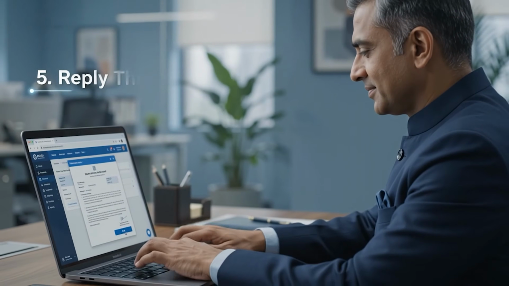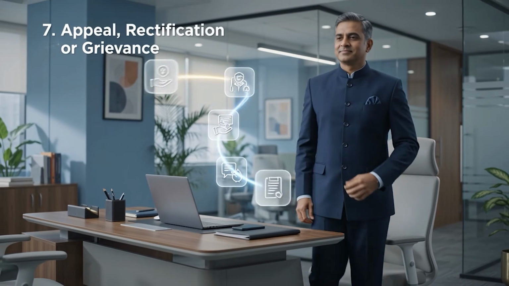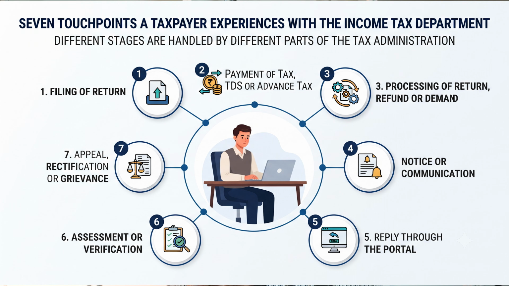Now let us look from the taxpayer side. A taxpayer usually experiences the department through 7 touchpoints. First, filing of return. Second, payment of tax, TDS or advance tax. Third, processing of return, refund or demand. Fourth, notice or communication. Fifth, reply through the portal. Sixth, assessment or verification if the case is selected for scrutiny. Seventh, appeal, rectification or grievance if so required.